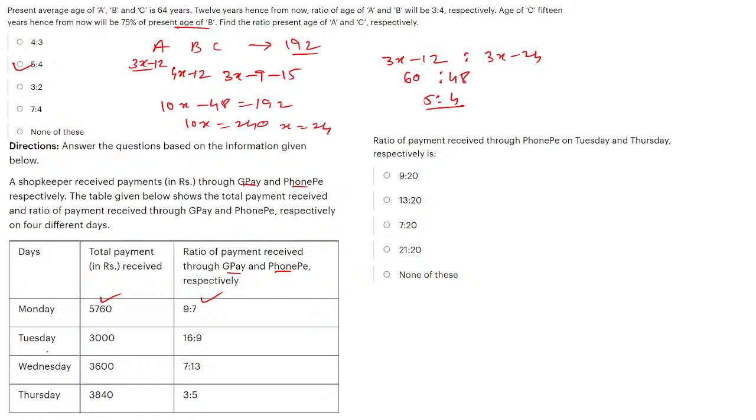Ratio of the payment received through PhonePe on Tuesday and Thursday. This is 25 total, 25 divided by 300, and again this is 3000 divided by 25. That means what? Multiply this part by 4, right? And divided by 100. That means 120. Now 120 multiplied by PhonePe part, that is 9. And here on Thursday, that means 8, 480, right? 480 multiplied by PhonePe part, that is 5. So 120 multiplied by 9 ratio 480 multiplied by 5, right? So this is 4. So 9 ratio 20. Easy. Moving to next.